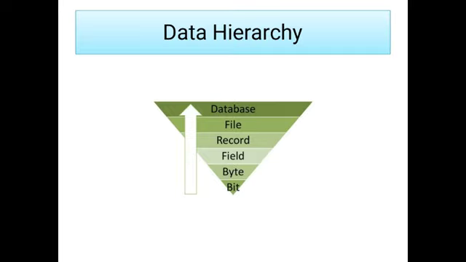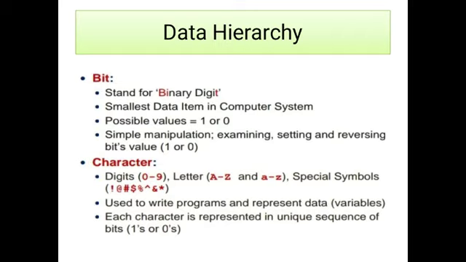I have arranged the data according to its size. Bit is the smallest storage for data. Then comes byte, then field, then record, then file, and then database. Bit is the smallest unit of storage of data. It stands for binary digit. Its possible value is 1 or 0. Its simple manipulation is examining, setting, and revising the bit's value, that is 1 or 0.